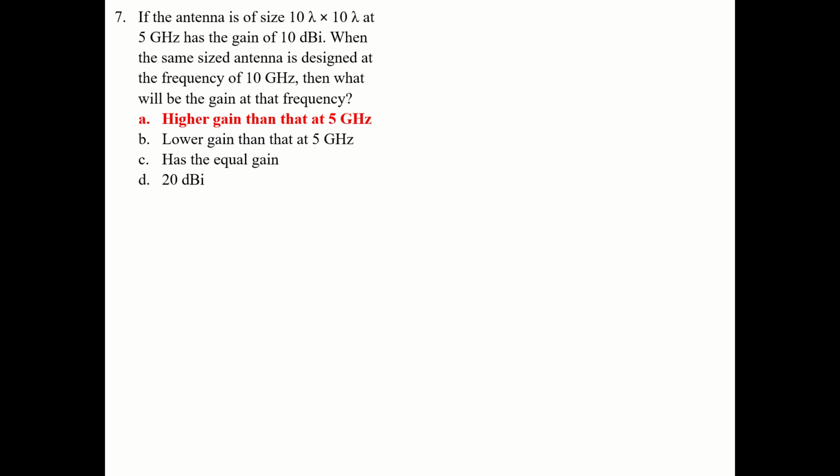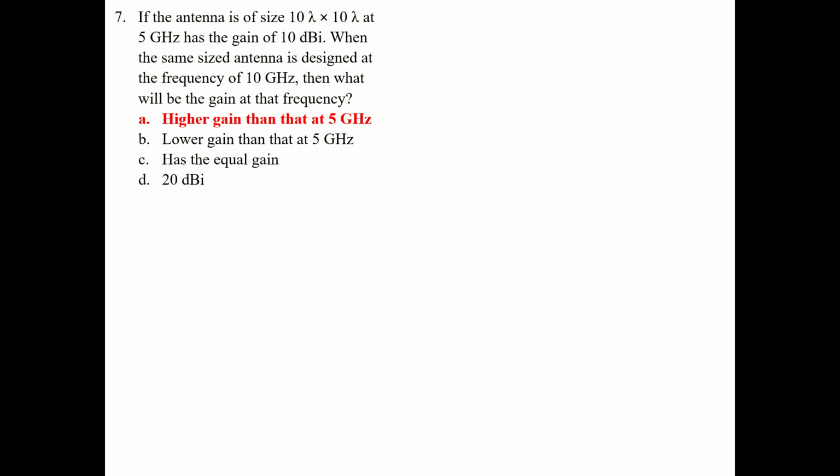If the size of the antenna is simply 10 lambda, irrespective of frequency, then it should have almost equal gain. But here lambda corresponds to 5 gigahertz. So when you use the same size aperture for realizing an antenna at 10 gigahertz, the gain will be higher than that at 5 gigahertz. Ideally it should be 20 dBi, but it will not be that, because there are matching issues and many other issues. So the comfortable answer is higher gain than at 5 gigahertz.